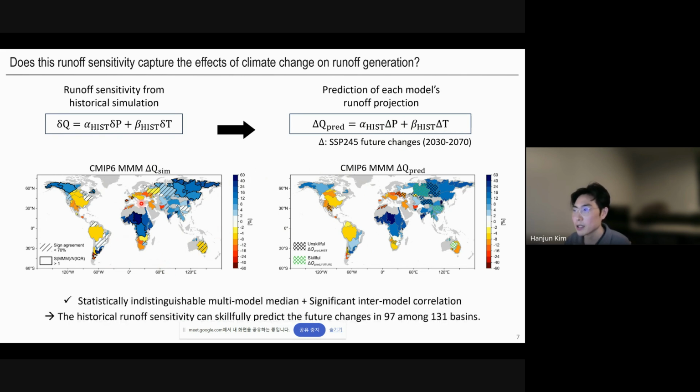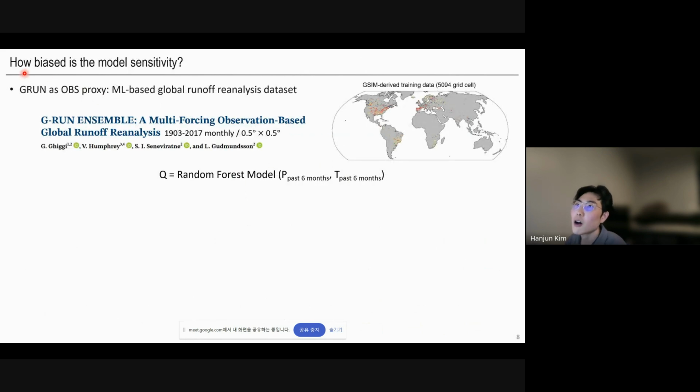And for each basin, we do additional statistical tests. We check whether these two have indistinguishable multimodel median and significant intermodel correlation. And as a result, we found that the historical runoff sensitivity can skillfully predict the future changes in 97 among 131 river basins. So basically, this runoff sensitivity is meaningful and it can represent the future uncertainty in the runoff changes. Then how biased is the model sensitivity?